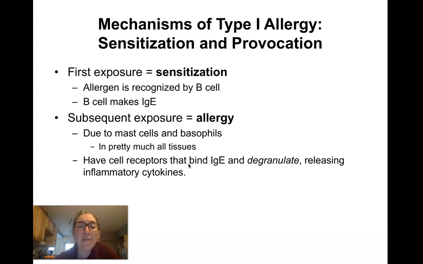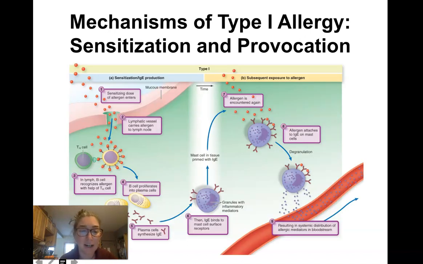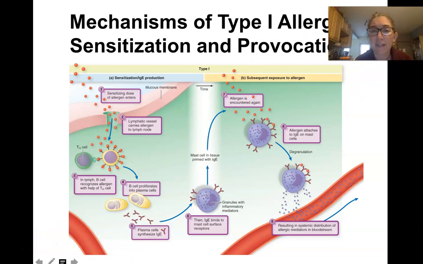It's recognized by B cells, and the B cells start making IgE antibodies. And then the IgE antibodies recognize that antigen the next time you're exposed to it. So any subsequent exposure, you have an allergic reaction due to those IgE antibodies. And I'll show you how those IgE antibodies work on this slide here. It's a little busy, but I'll walk you through it.